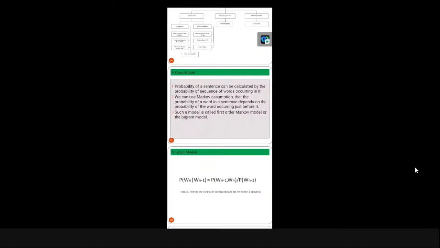Now, the first thing that we have used here is the N-gram model. Now, the N-gram model is the machine learning application of naive Bayes, right? The naive Bayes approach's best application is the N-gram models. Now, here what happens is, if I want to check from the unstructured information the probability of a sentence, I want to find out the probability of a sentence. So the probability of a sentence can be precisely computed by the probability of the sequence of words occurring in it, right? So if I have to extract information from an unstructured data set, I need to have the precise probability of each and every word in the whole of the corpus. What we use basically here is the Markov assumption model, that the probability of a word in a sentence depends on the probability of the word occurring just before it, right? Such a model is basically called the first order Markov model.